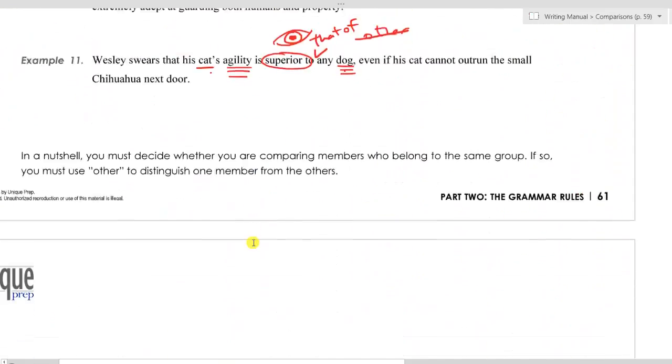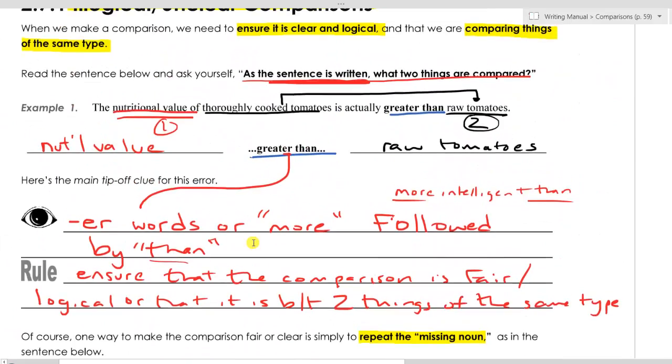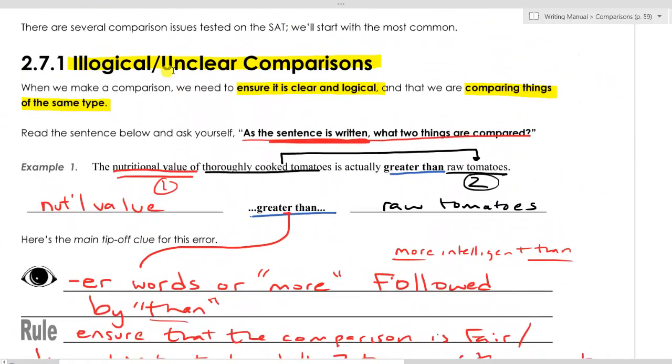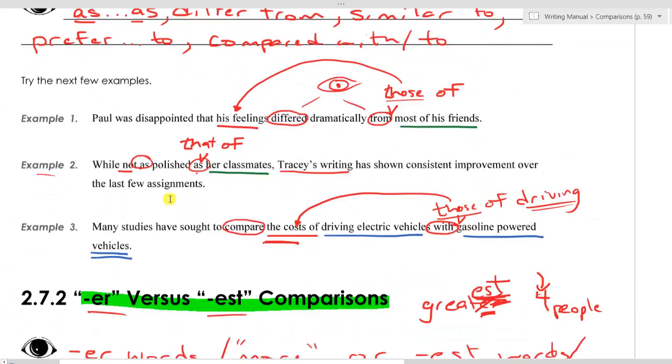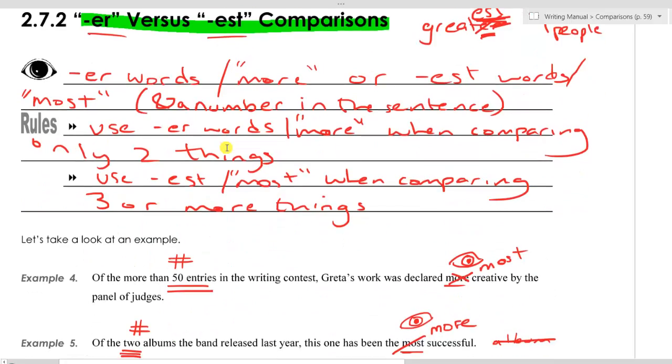That is it for comparisons. So remember, when we spot a comparison, our big rule is making sure the comparison is logical or fair or clear. The second biggest rule will be determining if the comparison is between two people or things, or three or more people or things, and then appropriately using an ER versus an EST word respectively.